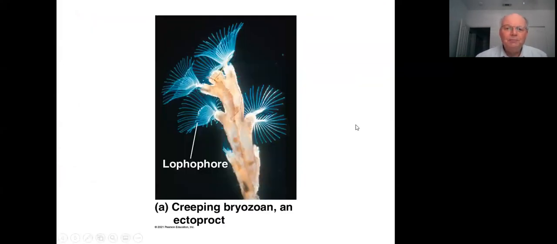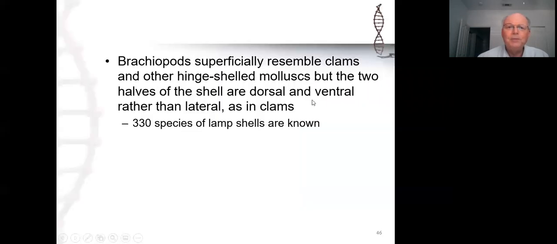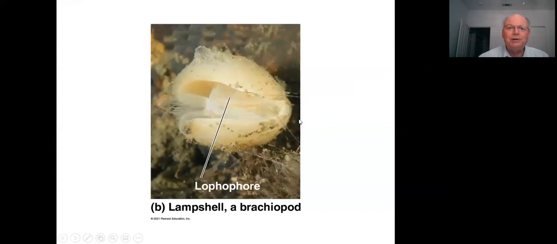So here you can see an ectoproct called a creeping bryozoan, and you can see the lophophores extended to feed, and you can see the tubes built out of the hard rocky material that they use to reinforce and protect themselves.